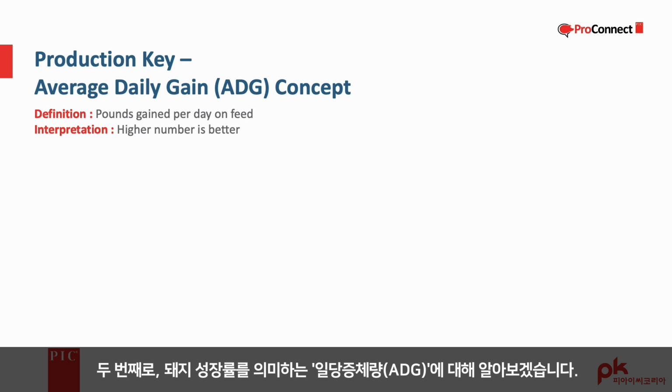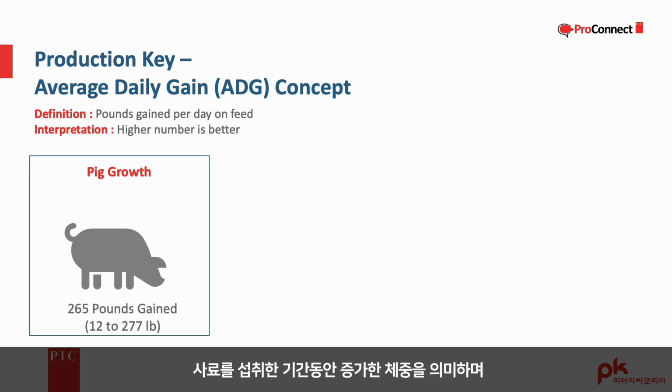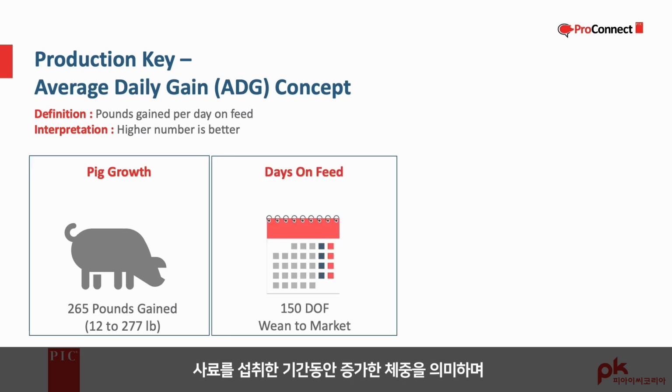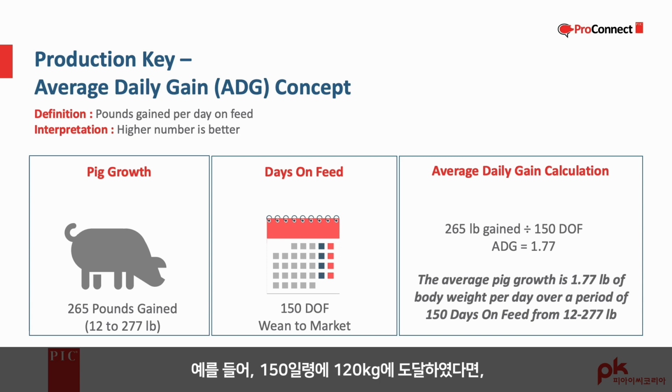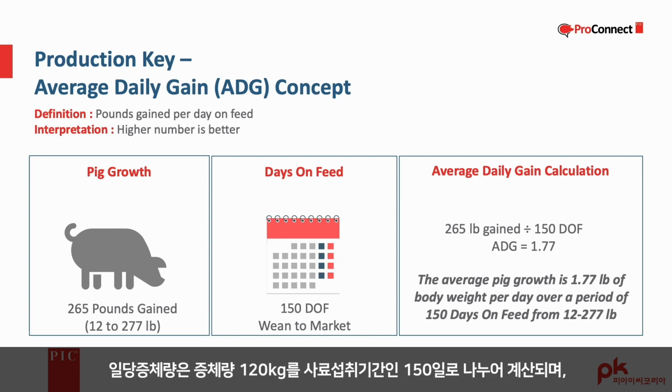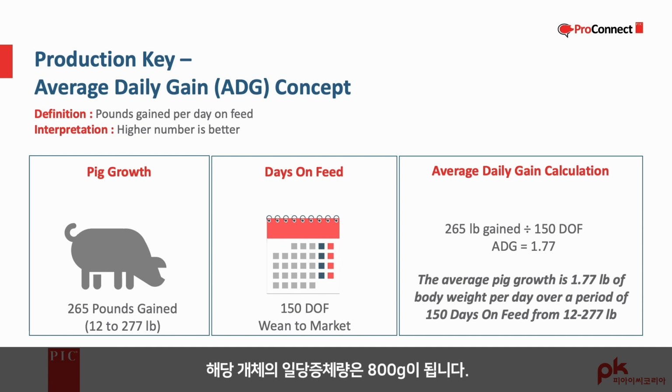Average daily gain refers to the pig's growth rate and is our second key indicator. It represents the pounds gained for each day on feed, or in other words, for each day the pig is in the barn eating feed. A higher number is better. In our example, the pig gains 265 pounds in 150 days on feed. To calculate his average daily gain, we divide the 265 pounds gained by the 150 days on feed, which gives us an average daily gain of 1.77 pounds.